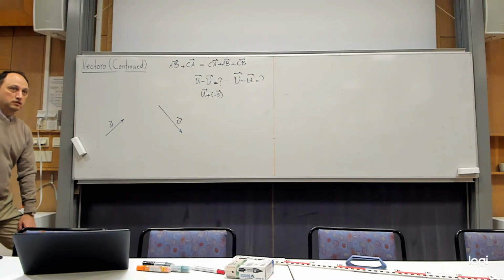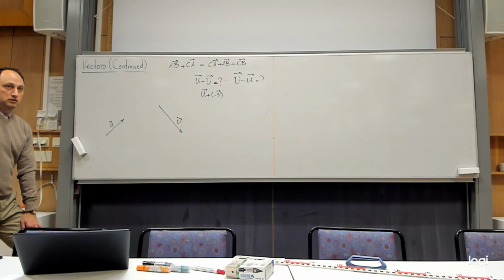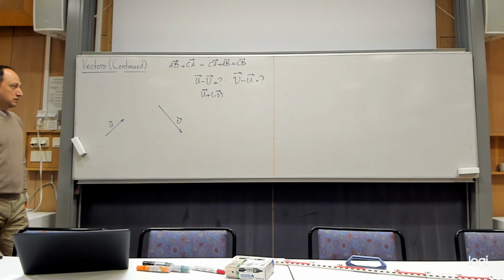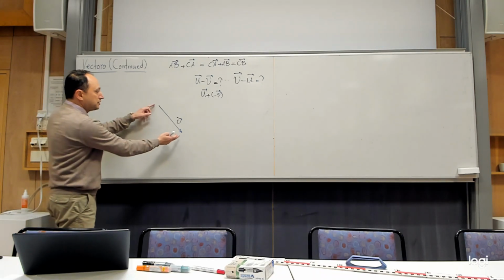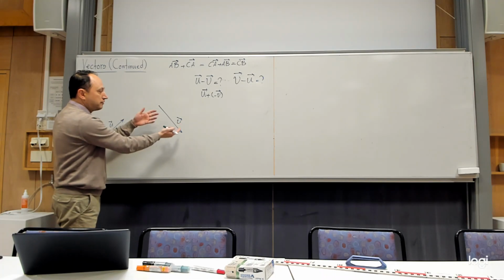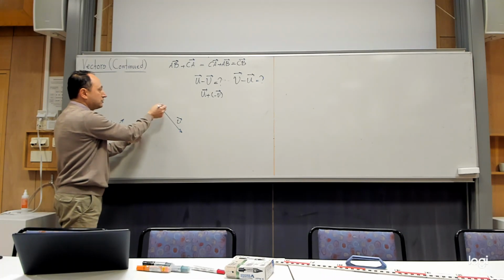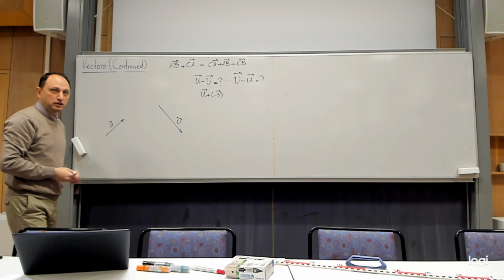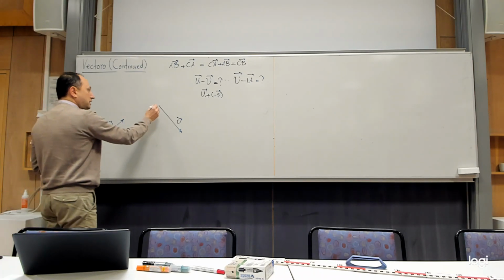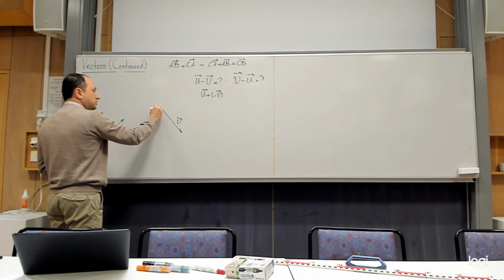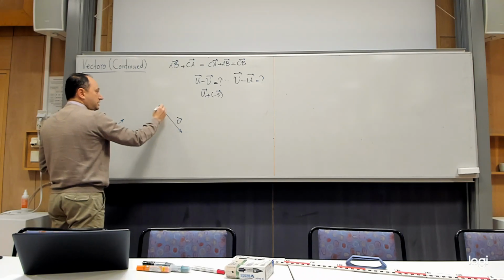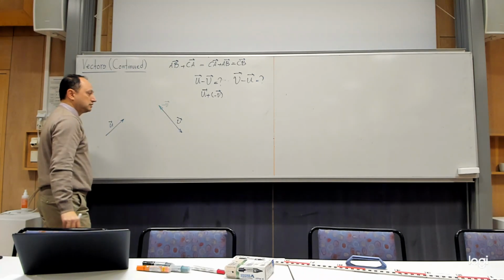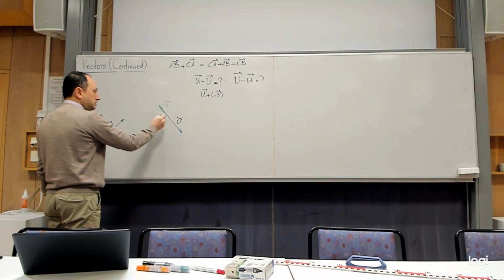Yes? It's v going in the other direction. The simplest way to draw minus v is just to put the tip of the arrow here. That is minus v, yes? So if this is v, then this becomes minus v. So this is minus v, yes?